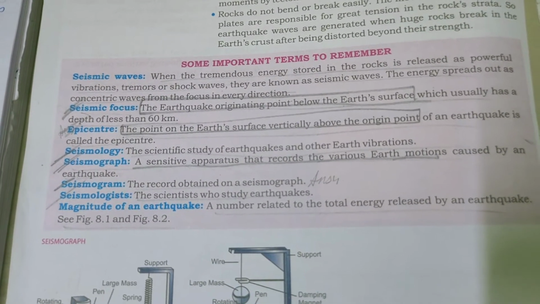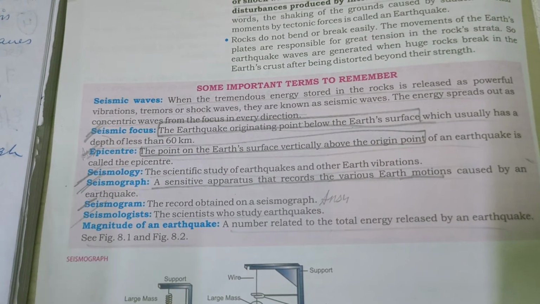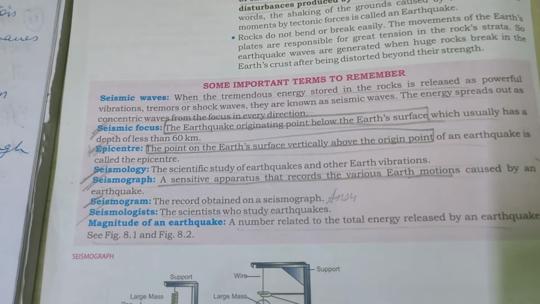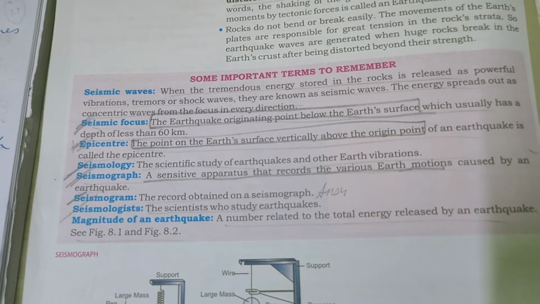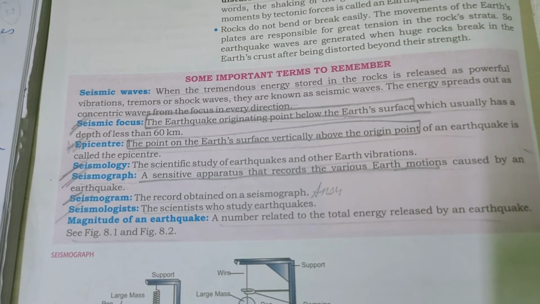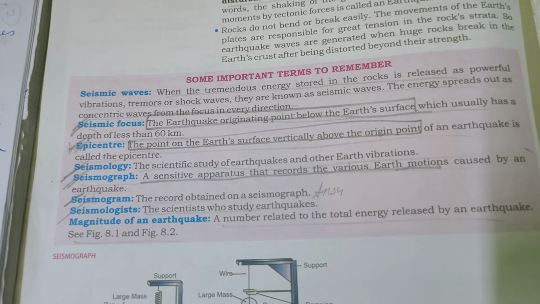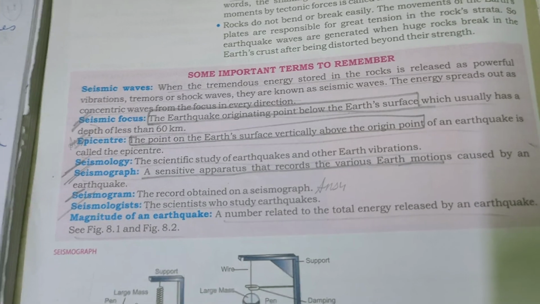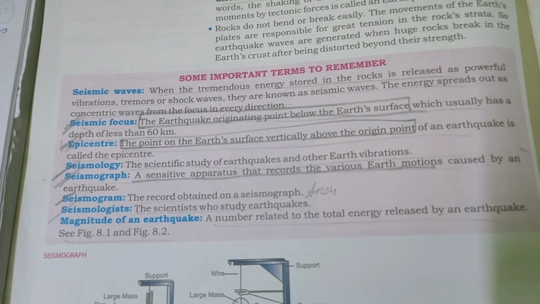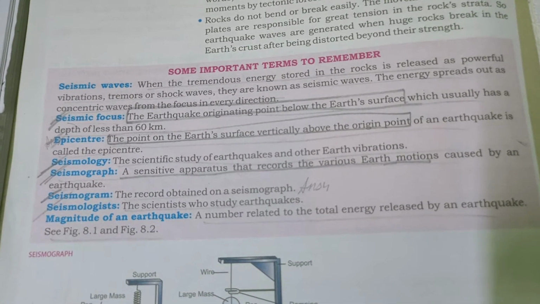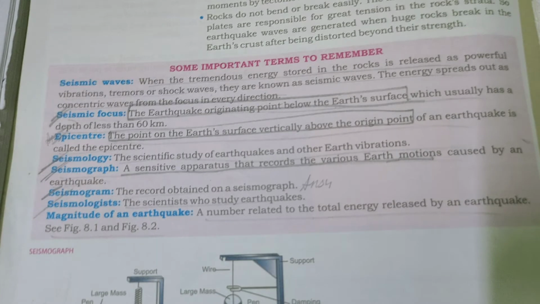Then the seismic focus: the earthquake originates from inside the surface of the earth. So that point from where the earthquake originates inside is called the seismic focus. And the point directly on the surface of the earth, vertically over that focus, is called the epicenter. And the study of earthquakes or earth vibrations is called seismology, where it is recorded in an apparatus called a seismograph.